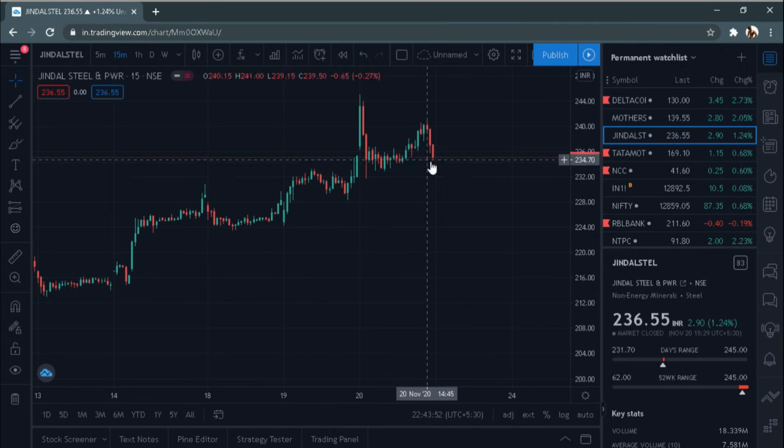Alright, so now coming to the chart and how to draw a trend line. If you are a beginner and if you want to practice your analysis, TradingView is the best website for charting. You can use tradingview.com. I will link it in the description.